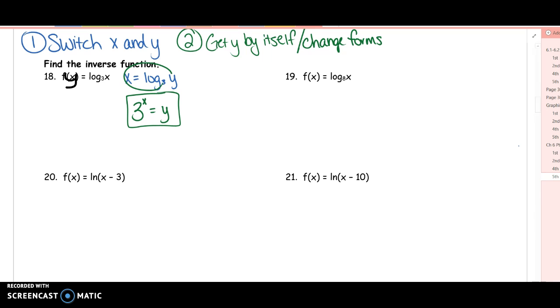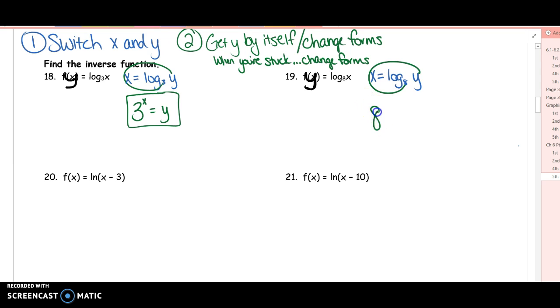So try number 19 on your own. Remember f of x is y equals, start by switching x and y, and then change forms so you can get y by itself. Okay, so I changed my x and my y, and now I have to get y by itself. Y is stuck inside the log, so I have to change forms. Start at your base, do the log ride, around to the other side of the equal sign, and then around. 8 to the x equals y.